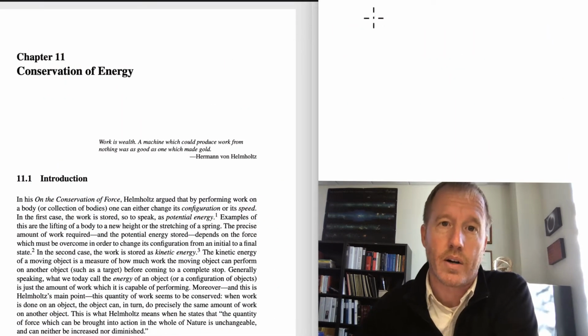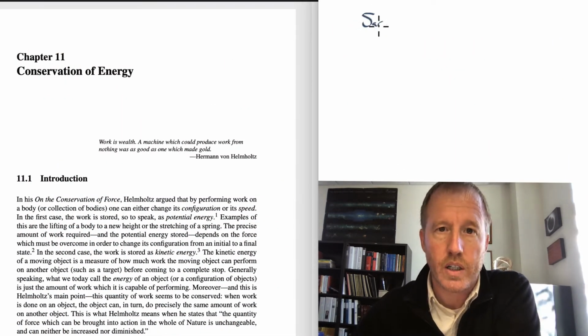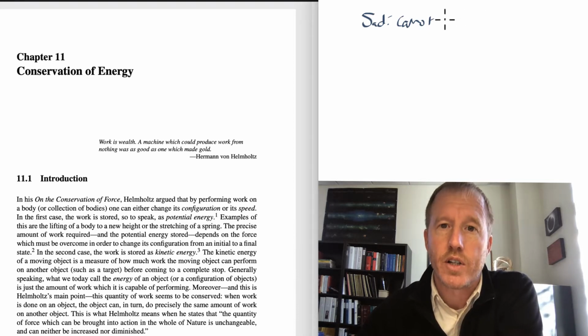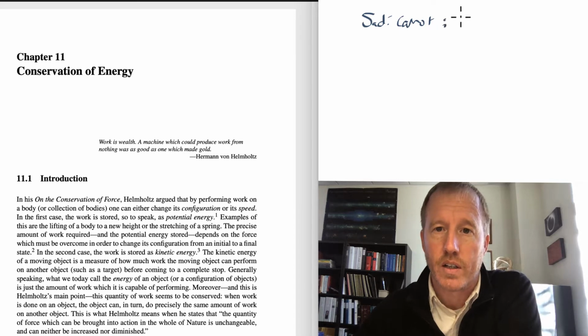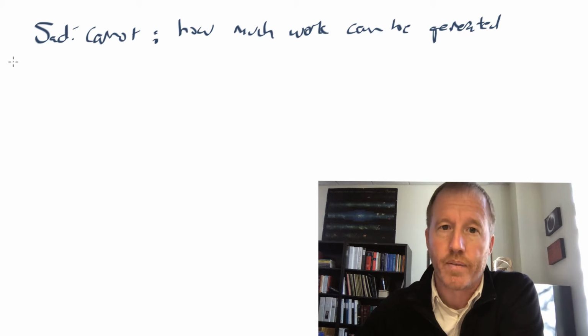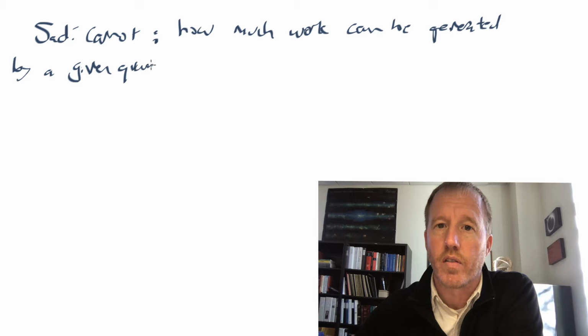So let me say one other thing about Sadi Carnot, and then I want to talk about the mechanical or the modern theory of heat. So Sadi Carnot attempted to do measurements of how much work can be generated by a certain amount of heat. So the question is, how much work can be generated by a given quantity of heat?